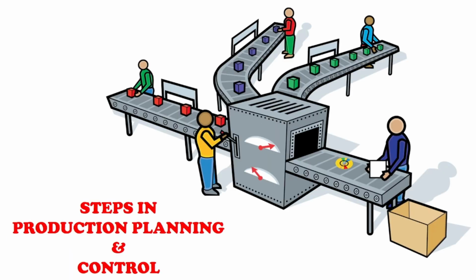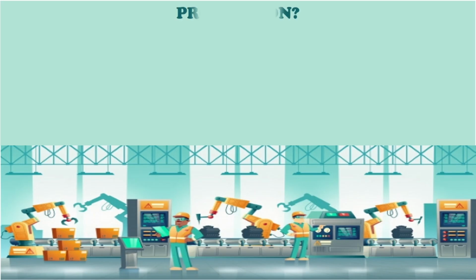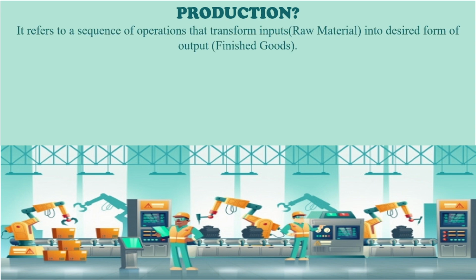Our today's topic is steps in production planning and control. Firstly, let's understand what is production. So, basically, it is a sequence of operations that transform or convert input, that is raw material, into desired form of output, that is finished goods.